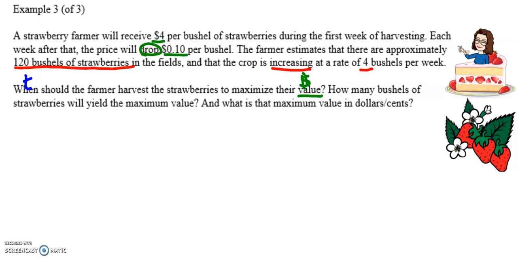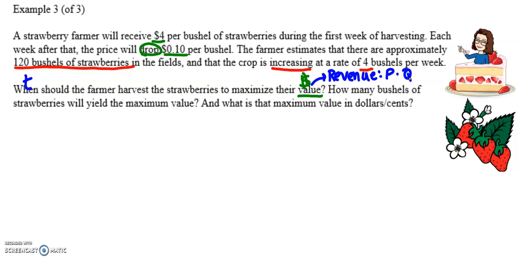So in this situation, we want to think about, we have two different quantities that are changing, right? We've got the quantity of strawberries, and then we've got the cost, right? So how much you can sell it for. Those of you that have taken economics, what we're really trying to do here is when we should harvest to maximize their value is we would like to maximize what we call the revenue. And revenue is going to be equal to the price times the quantity. So your revenue is how much you bring in.